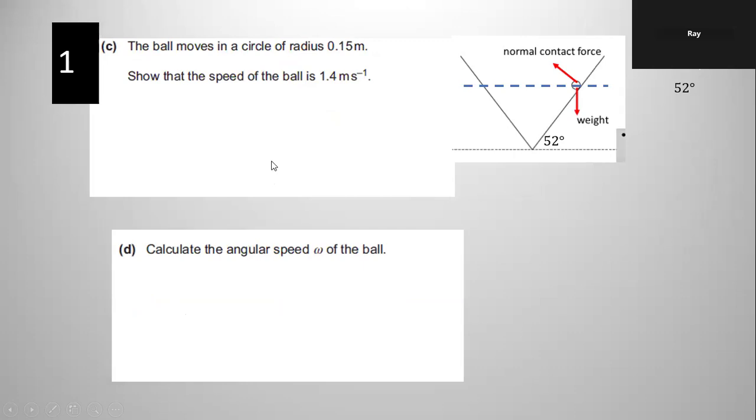The ball moves in a circle of radius 0.15 meter. Show that the speed of the ball is 1.4 meter per second. There is 52, this is also 52. Then this is 90 degrees, so this is 38 degrees. So that is your weight.